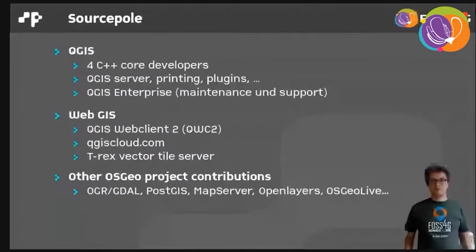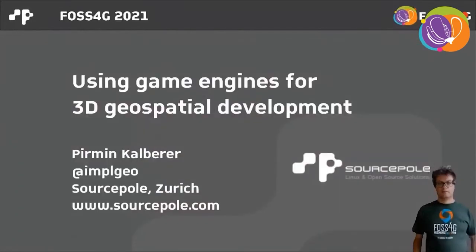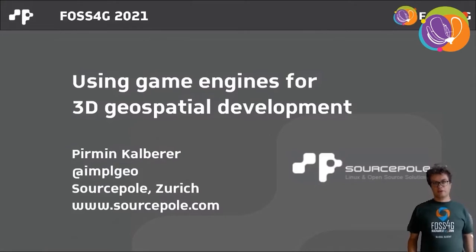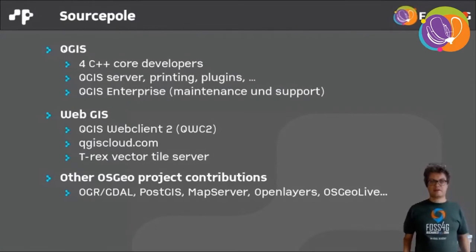But also WebJS and other OS. Welcome to my talk about game engines and using it for 3D geospatial development. My name is Firmin Kalberer. I work for SourcePool. We're located in Zurich. We are doing software development for QGIS, but also WebJS and other OSGEO projects.